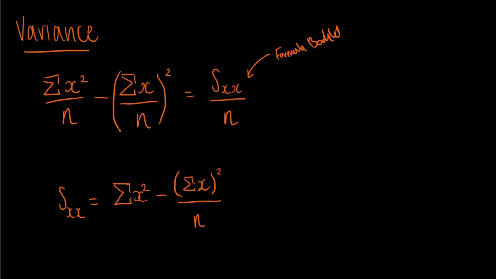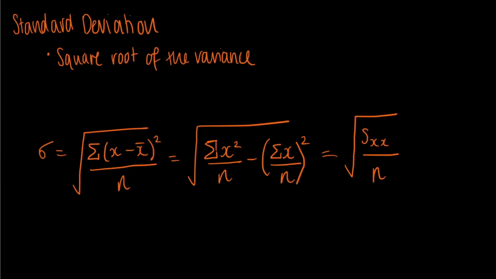And the variance is equal to the sum of x squared, subtract the sum of x, all squared, over n. And the standard deviation is simply the square root of the variance. So everything that you saw in the previous slide is just the square root of it.